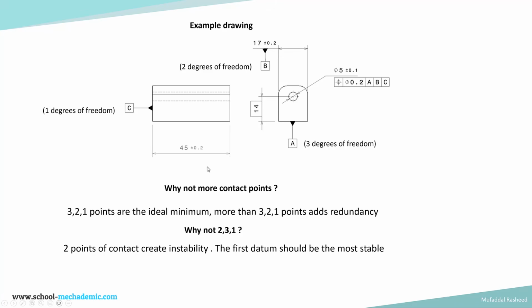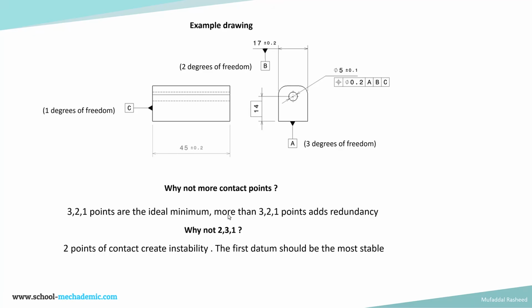Here are some commonly asked questions which come up when understanding the 3-2-1 principle. Why is it only 3-2-1? Why not more contact points? So 3-2-1 is the ideal minimum. Very important, it is the ideal minimum. You can have more than 3-2-1 contact points for constraining the degrees of freedom, but 3-2-1 is the ideal minimum, and hence based on that the principle is established.